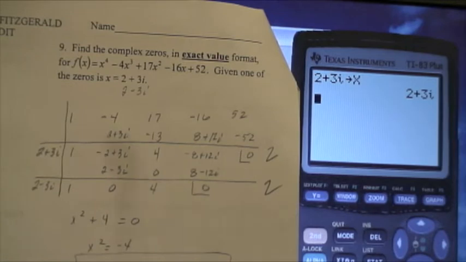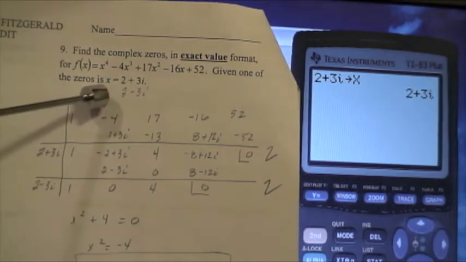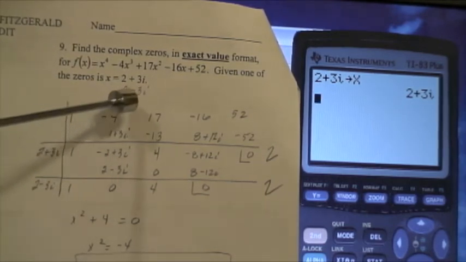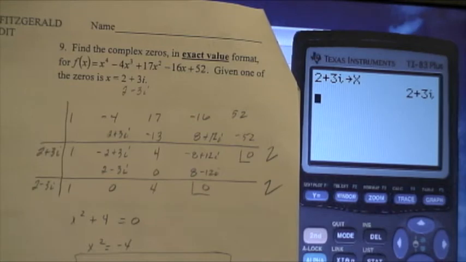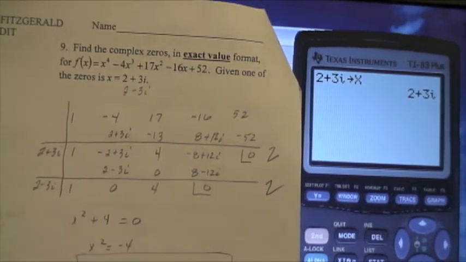Okay, so we have the next equation, x to the fourth minus 4x cubed plus 17x squared minus 16x plus 52. Given that one of the zeros is 2 plus 3i, you're going to have another answer, 2 minus 3i, that's its conjugate. So we're going to have to run this through the synthetic division table. So we set up our synthetic division table, 1, negative 4, 17, negative 16, 52. Remember to space it out because we are going to be putting in a lot of complex numbers. So it's time to run 2 plus 3i through the synthetic division table.